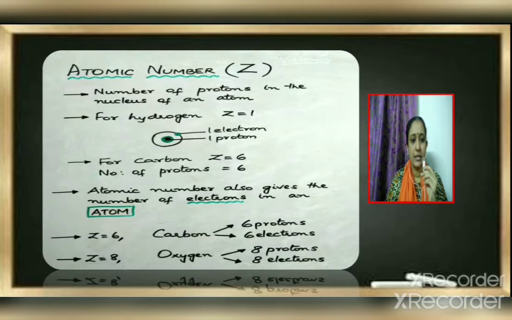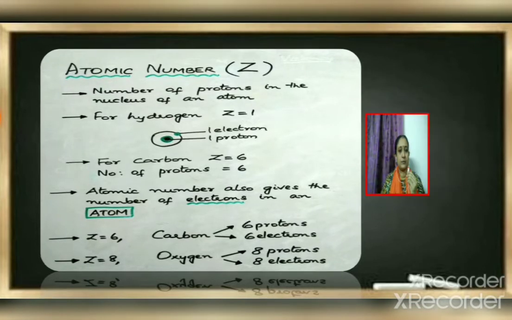Note that the number of protons and electrons present in an atom will be the same. Since an atom as a whole is electrically neutral, the number of protons present will be equal to the number of electrons present. Therefore, atomic number also gives the number of electrons present in an atom. Atomic number Z is equal to 6 indicates that the atom is carbon. So, how many protons are present in carbon? Since atomic number is equal to 6, the number of protons present in carbon will be equal to 6 and the number of electrons present will also be equal to 6.